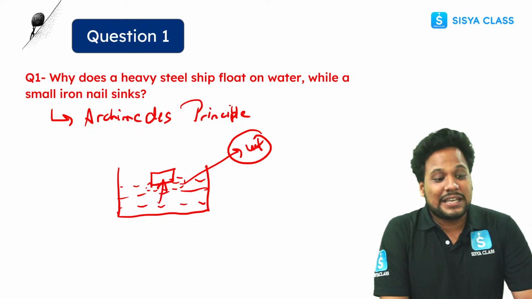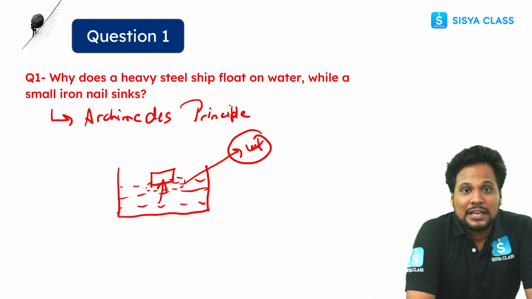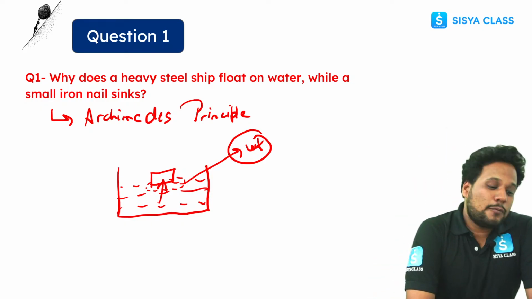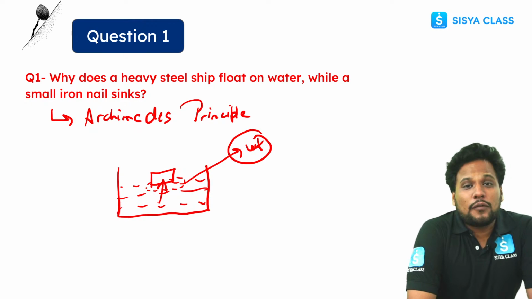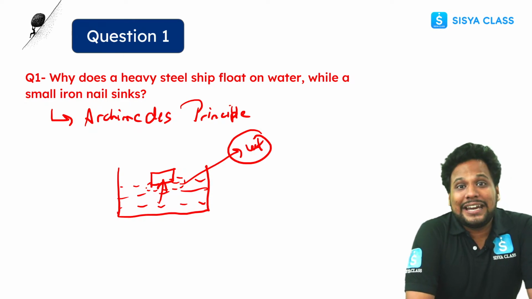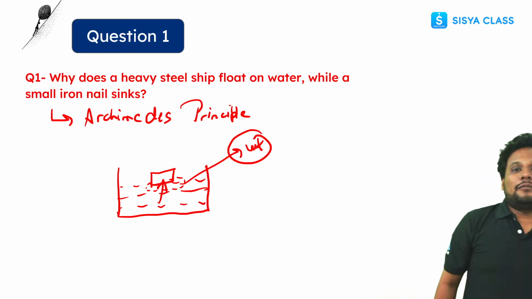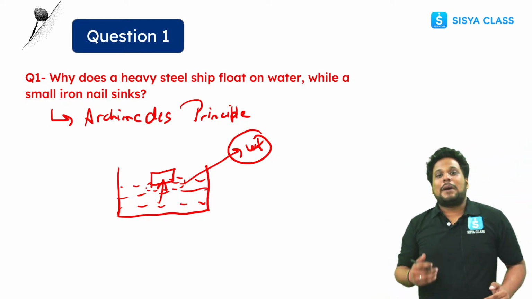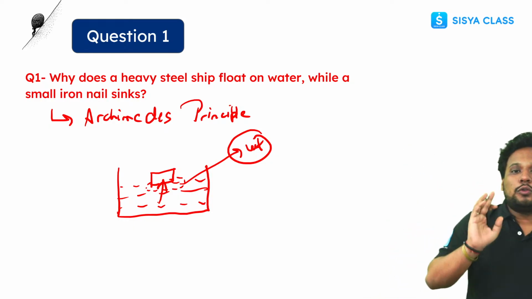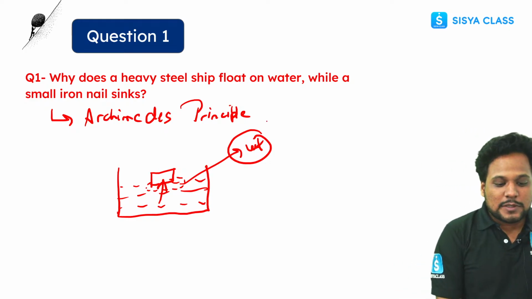So this is what your Archimedes principle says: if you place any object partially or fully in a liquid, and the weight of the displaced liquid is less than the buoyant force, then the object is going to float. This is clear now? So what does the Archimedes principle say?